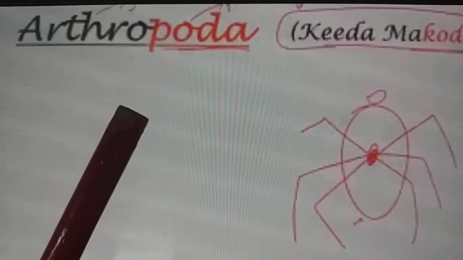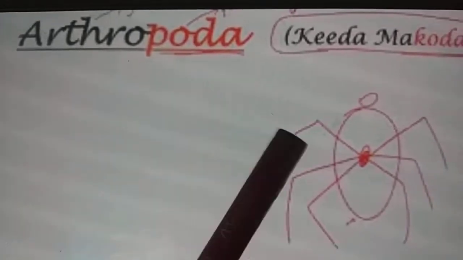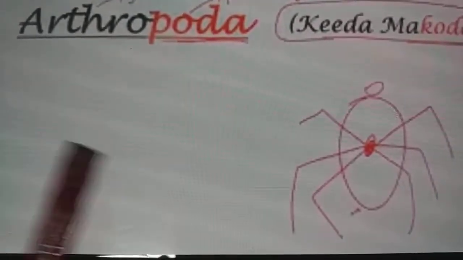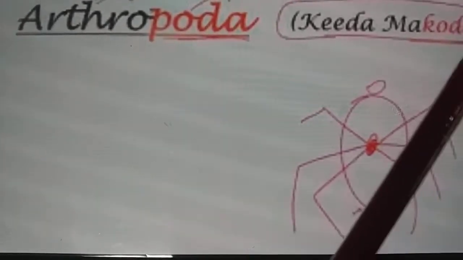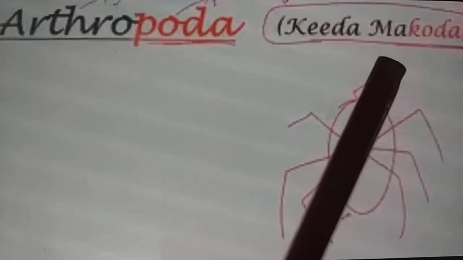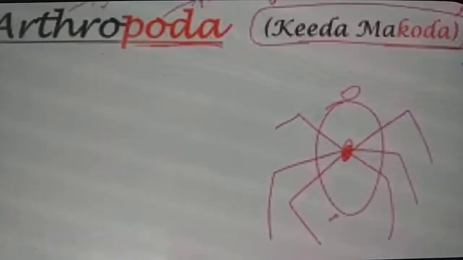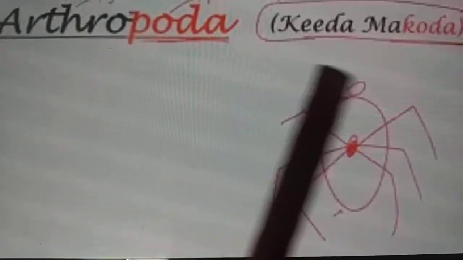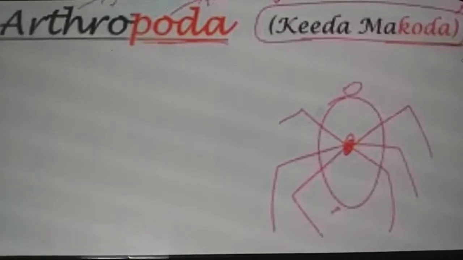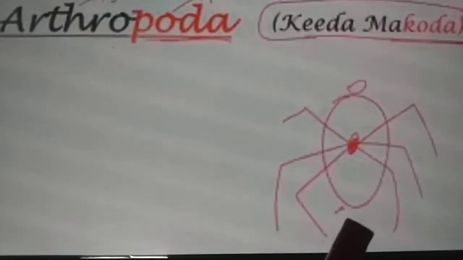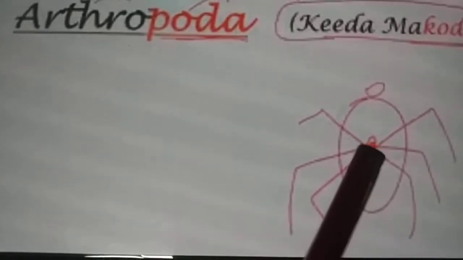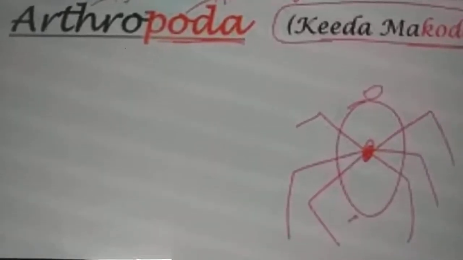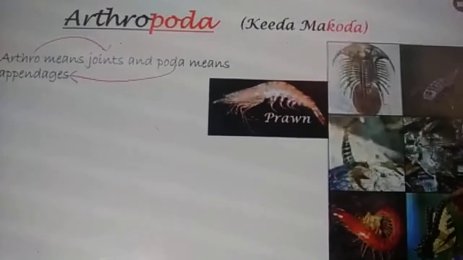Arthropoda, I have just given the name Kida Makoda, meaning all types of Makoda. That is, poda is nothing but Makoda. Okay, don't make it Pakoda. It is Makoda. Arthropoda is Kida Makoda, meaning all kinds of insects will come in this. And it is joined here. You can see all the legs are joined in the center of this. So, artho means joints.